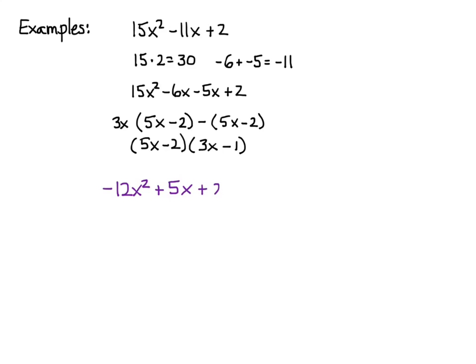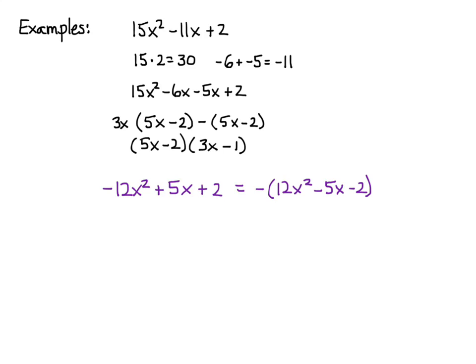All right, so let's take a look at another one here. Okay, so negative 12x squared plus 5x plus 2. There should be a red flag, not really a red flag, but something to alert you that you need to do something before we look at factoring by grouping. We have that negative 12x squared. Let's make that positive. And so the first thing I'm going to do is factor out the negative 1.